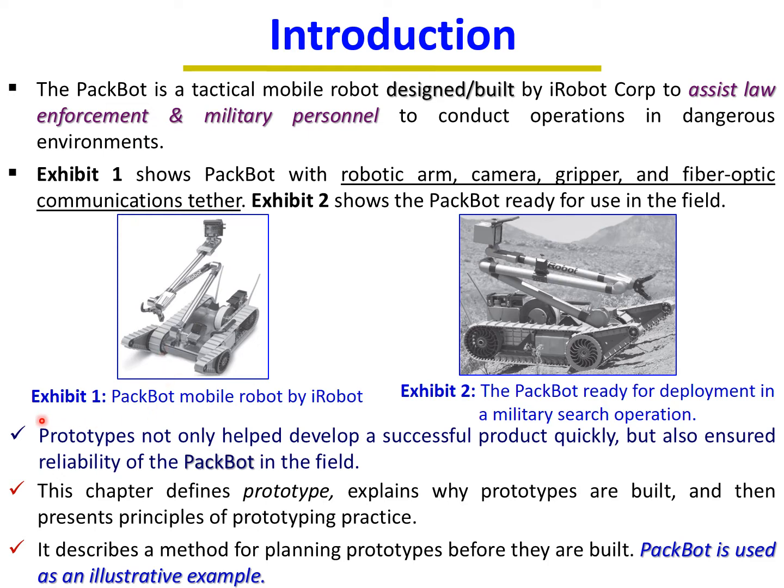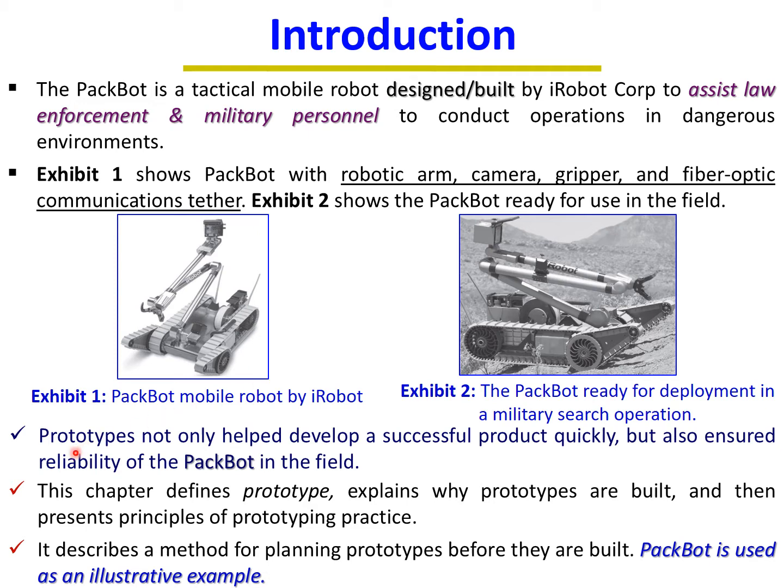This is exhibit 1. It shows the PAC robot, which has a robotic arm, a camera, a gripper, and a fiber optic communications tether. We will talk about it later again. Exhibit 2 shows the PAC robot ready for use in the field. So this we are just discussing right now, that in the chapter we will have it, but we will talk about it in more detail later on.